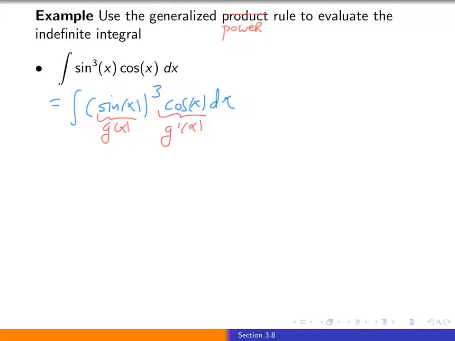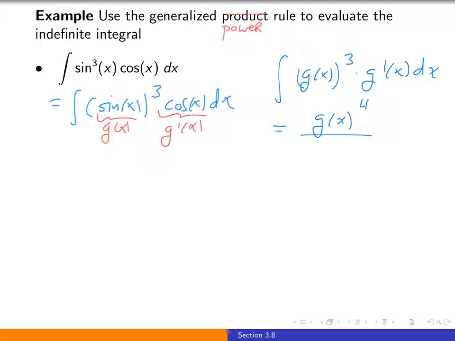So what we actually have here is the integral of g of x cubed times g prime of x. By the generalized power rule, this is going to be g of x to the 4th over 4 plus c. Since we've made this connection, no more work is required. We take our function g of x, which is sine, we raise it to the 4th power, we divide it by 4, and we add c.